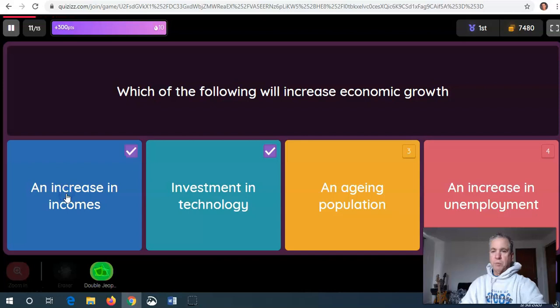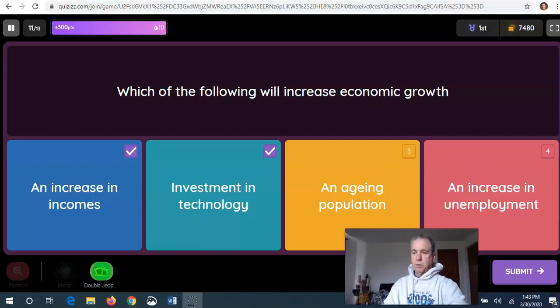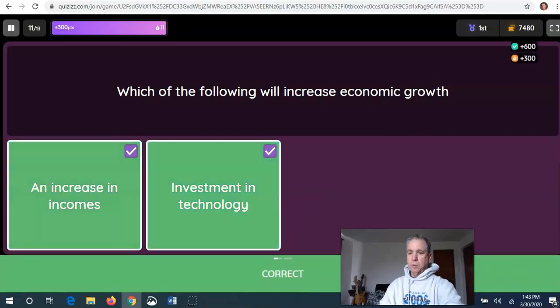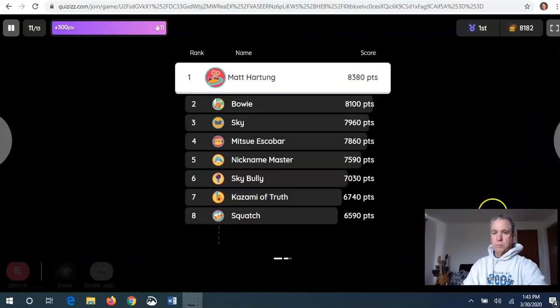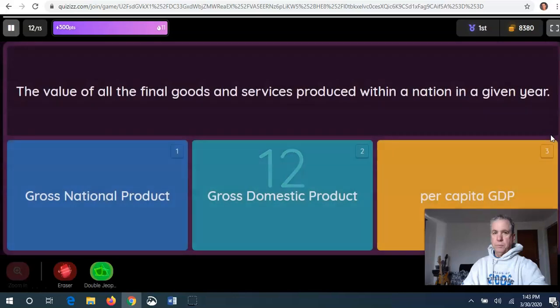That sounds very reasonable. I don't like that one. That doesn't seem very specific. Plus, they'd be retired and not really helping the economy grow, except spending money. Increase in unemployment is definitely not that one. I'm going to go with these two. Got to move that out of the way. Okay, that was good. The value of all final goods and services produced within a nation in a given year, and we've talked about that. That's a gross domestic product.